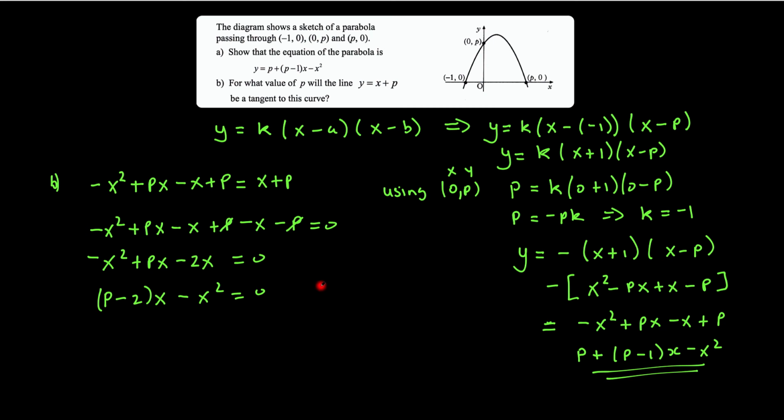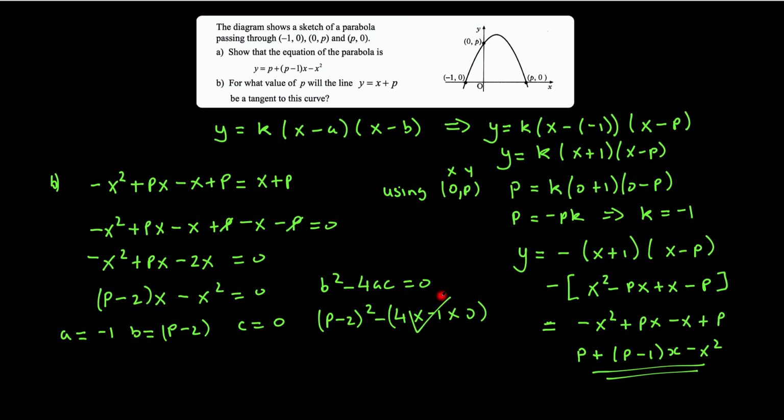So I can say at the point of tangency, b squared minus 4ac is equal to 0. That's what I'm going to use for this quadratic here. So I've got a is equal to minus 1, b is equal to p minus 2, and c is equal to 0 because there's no constant. So if I sub this into my discriminant, I would get b squared, which is (p minus 2) all squared, minus 4 times minus 1 times 0. That'll simply go to 0.